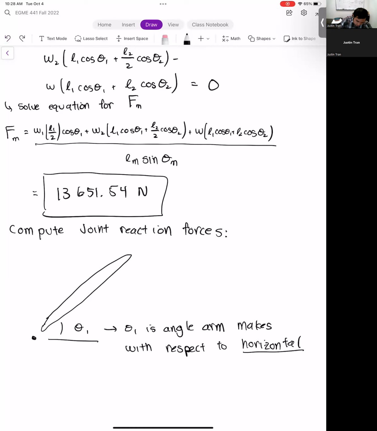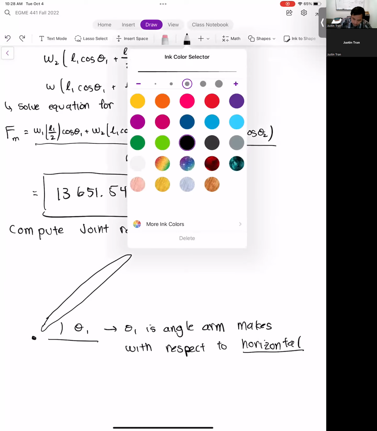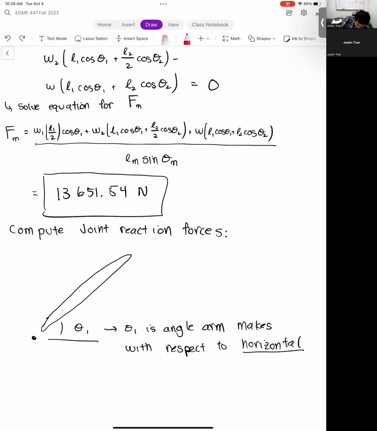Especially once we start to talk about the next thing, which is the muscle force. Okay, so the muscle force we know is acting in that direction right there. Okay. And then the angle that we're given for the muscle force is theta m. And so this theta m here is the angle that Fm makes with respect to the arm, not the horizontal. Okay.